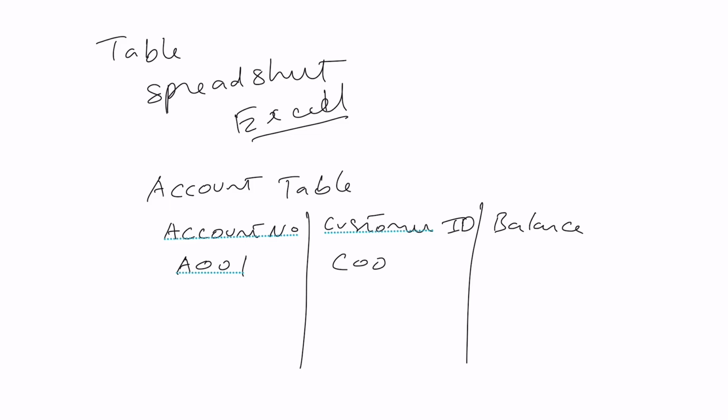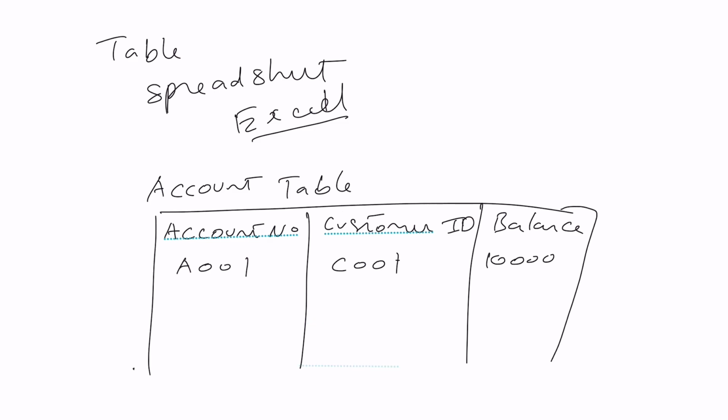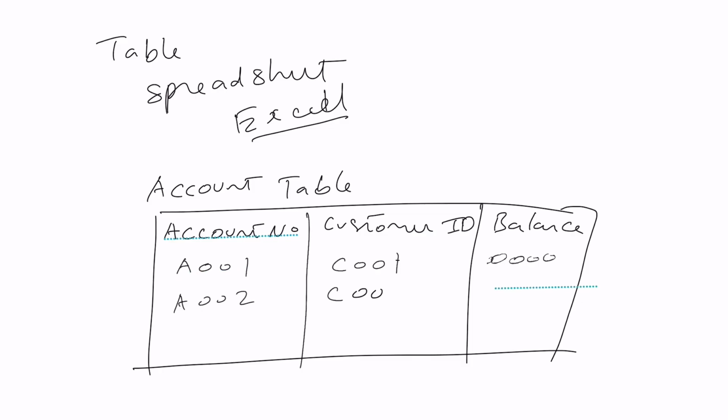So you can have A001, then maybe C001 is the customer ID, and then you have a balance of 10,000. You can see specifically, I have not mentioned the name over here, by the way. That means the customer name. There is a reason behind it. I'll tell you why in a moment. But this is how it looks. This is the table. So maybe somebody may be having an account number of A002, customer ID of C002. His balance may be 20,000.